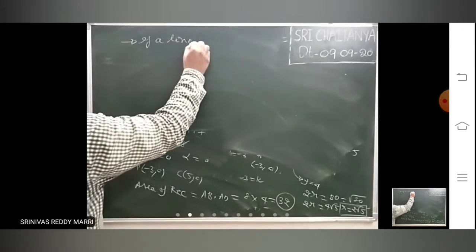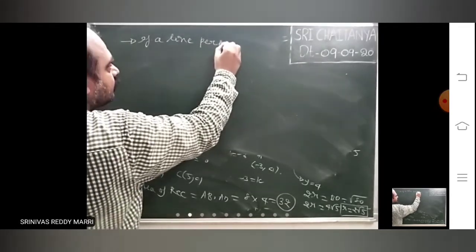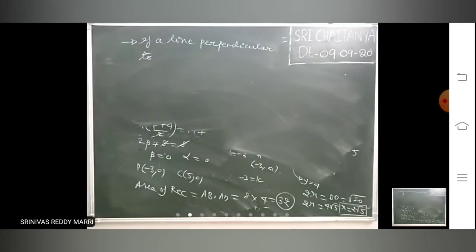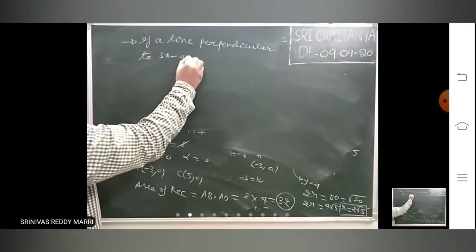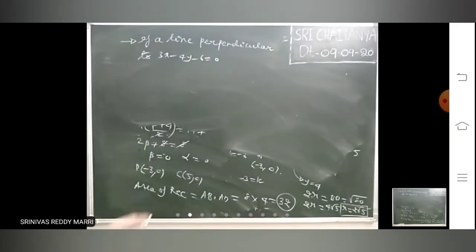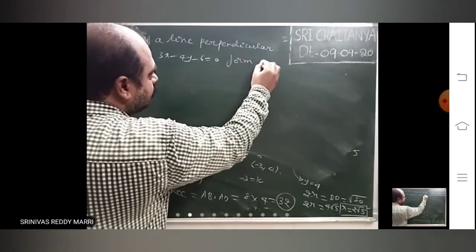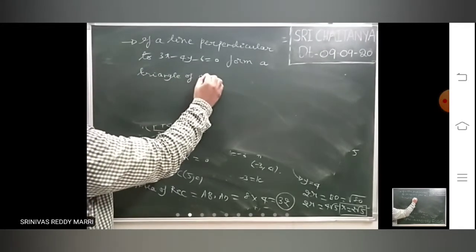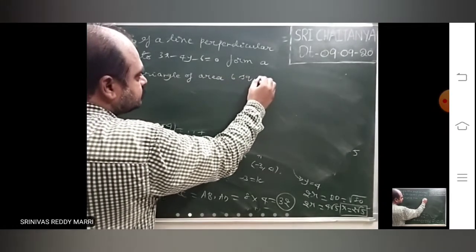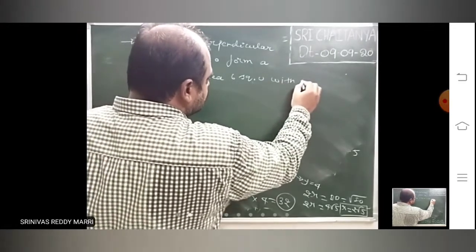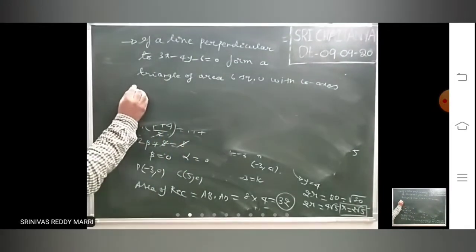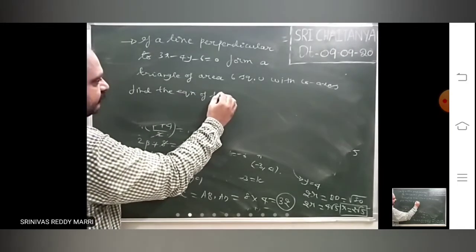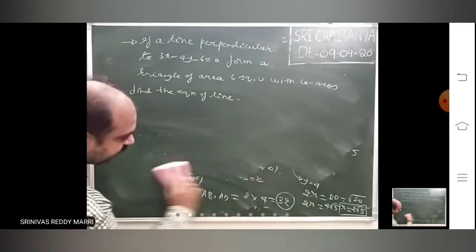If a line perpendicular to 3x minus 4y minus 6 equal to 0 forms a triangle of area 6 square units with coordinate axis, find the equation of the line.